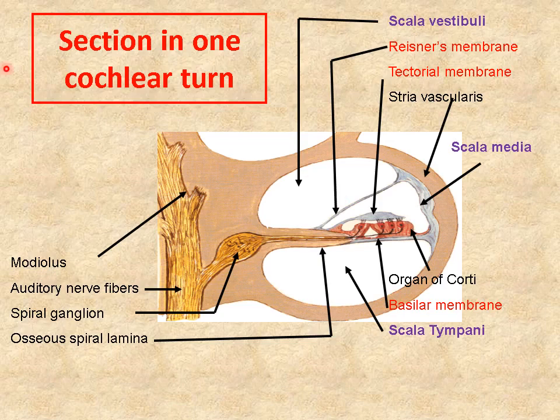In this diagram, we can also see the modiolus, which is the axis around which the cochlea makes its turns. It contains the spiral ganglia, which then emerge to form the auditory nerve fibers and the cochlear branch of the 8th cranial nerve.